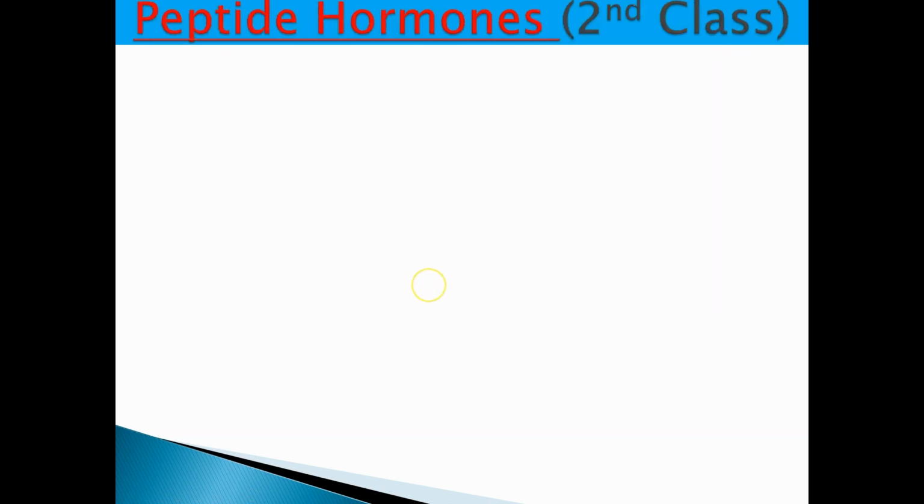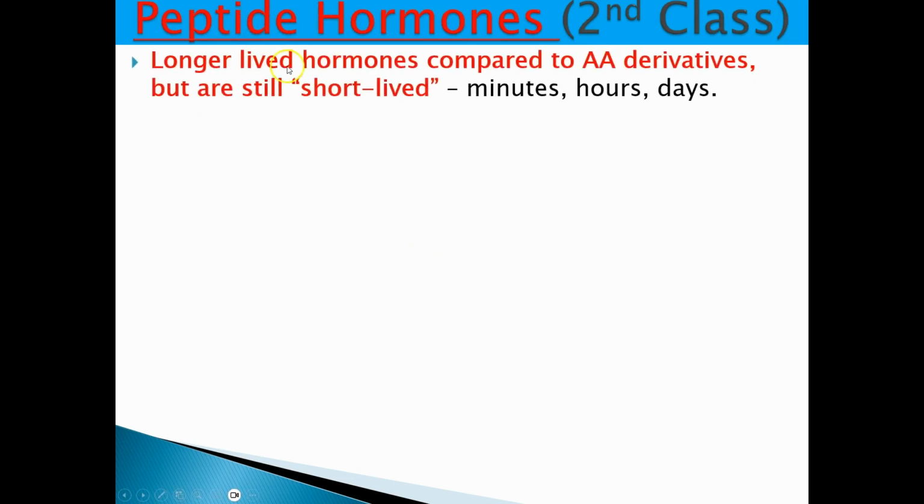All right, peptide, this is our second class of hormone. These are going to be longer-lived hormones compared to the amino acid derivatives, but they still are going to be short-lived, so minutes, hours, and even days in our bloodstream. Again, keep in mind the endocrine system maintains hormone concentrations, and those hormones are basically going to bind to receptors when the receptors become available and keep our responses normal. This will start to make more sense as we get deeper into the chapter and start talking about the various types of hormones.